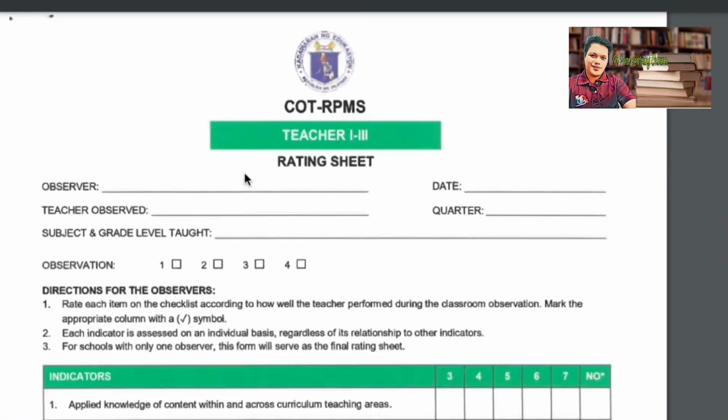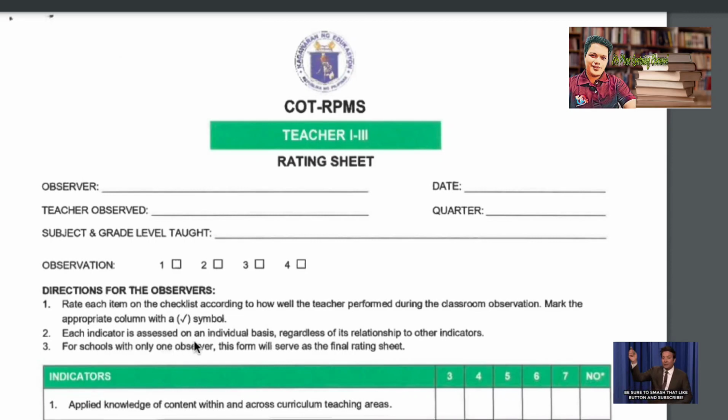The RPMS for Teacher 1 to 3. Observer, the name of the person who observed. Teacher observed, subject and grade level taught. Date, quarter. So we have here observation 1, 2, 3, and 4.